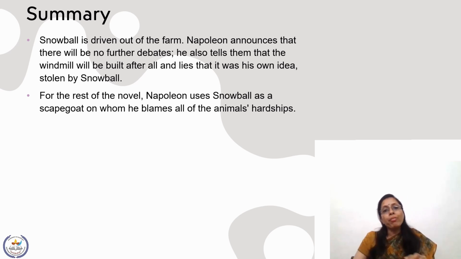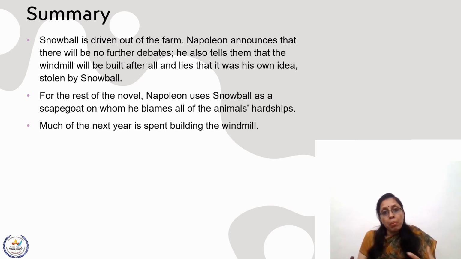So if the animals are not getting good food to eat, he will say that Snowball comes in the night and spoils all the farm produce. He destroys so many things. So for every failure that Napoleon has, he has someone to blame, and that person whom he blames is Snowball.